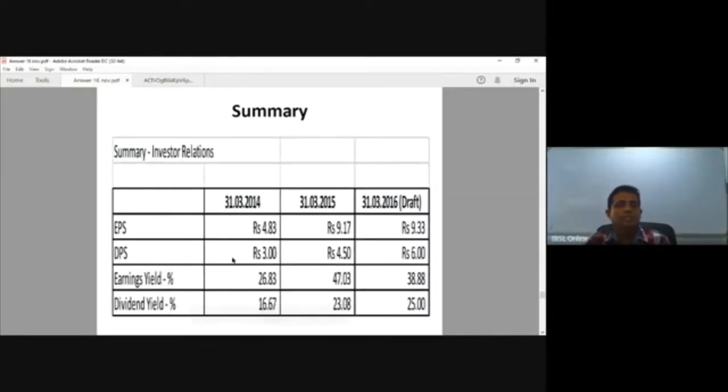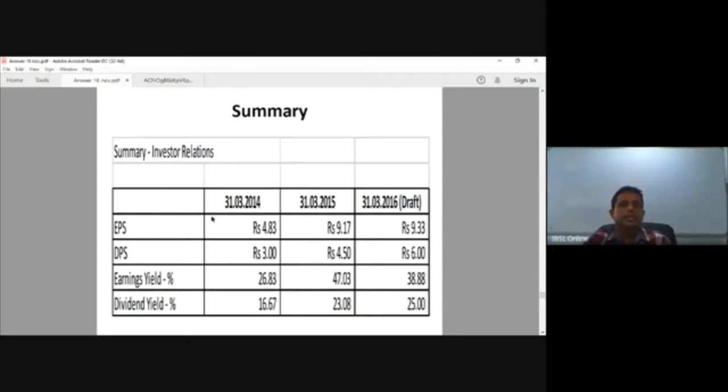Then investor relations: EPS increasing, DPS also increasing. We have a concern there. If you take 2014, 3 rupees, now they have declared double DPS, 6 rupees per share. In 2014, 4 or 5 rupees earned, 3 rupees declared as dividend. In 2016, 9 rupees earned, 6 rupees declared as dividend. The retention is very minimal. Dividend yield and earnings yield are very high because of higher earnings per share and higher dividend per share.